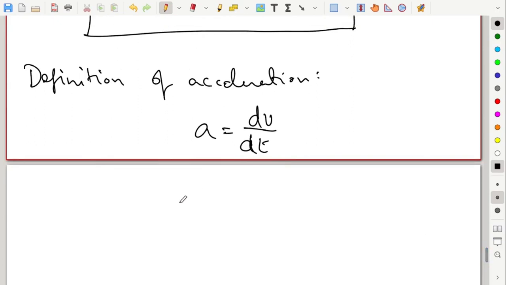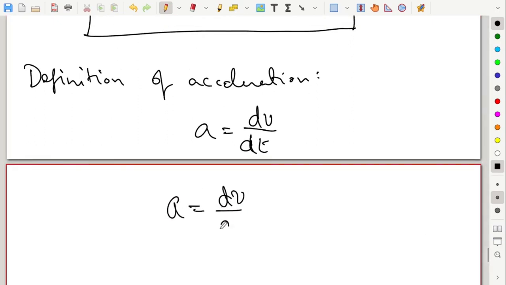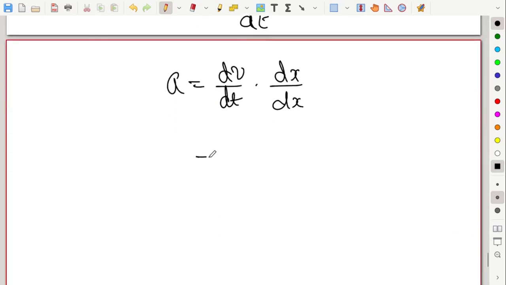Okay, so a equal to dv by dt, let it stay as it is. I am going to multiply and divide. By doing this it won't change the previous equation. Nothing is going to change, it is still the same. But now I can write it as dv by, instead of dt, I put dx here. dv by dx and dx by dt. Okay, I moved this dt here and brought this dx here. So therefore it becomes dv by dx and dx by dt.